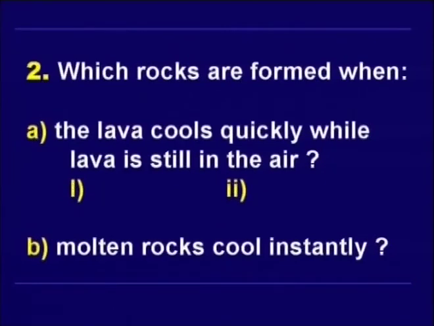Which rocks are formed when A, the lava cools quickly while lava is still in the air? There are 2 types of rocks you looked at in the lesson. Write the names down. B, molten rocks cool instantly. Which rock is that? Talk about it together as a group.